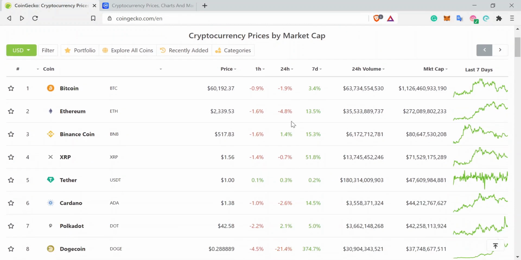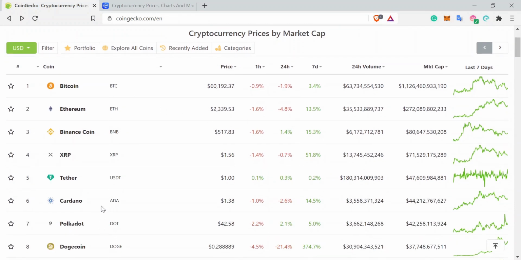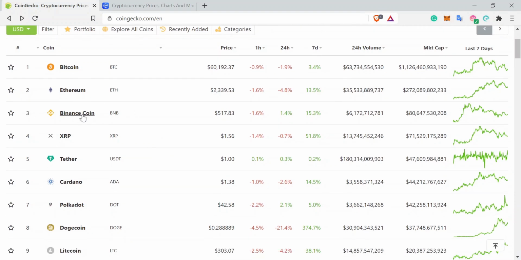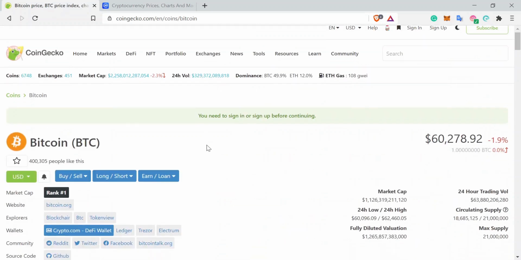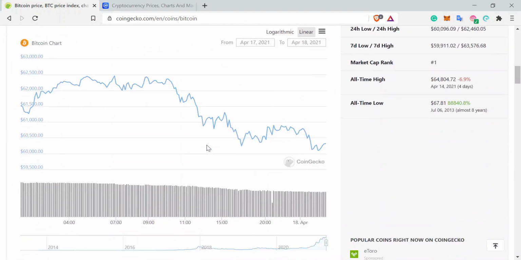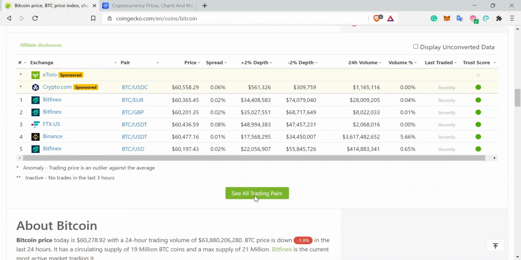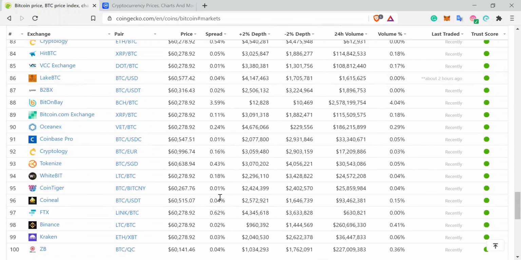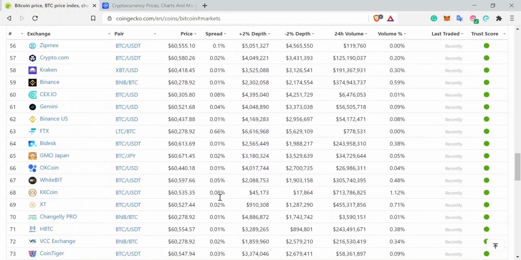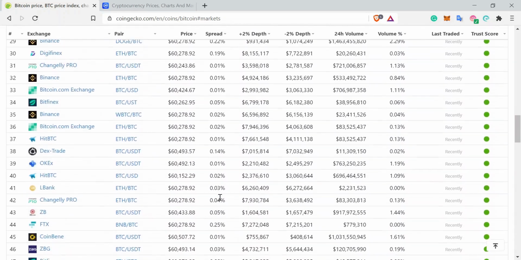So let's pick a project. Obviously with large cap coins, there are notable exceptions, but you'll be able to trade these on the majority of exchanges. Binance Coin, for example, you can't trade on some exchanges because it is a particular token that is associated with a particular exchange. So let's have a look now. Obviously Bitcoin is going to be traded almost everywhere. So if we scroll down here, we can actually click on see all trading pairs, and we can see yes, it literally is traded almost everywhere.